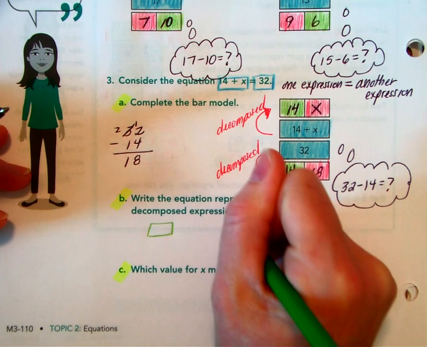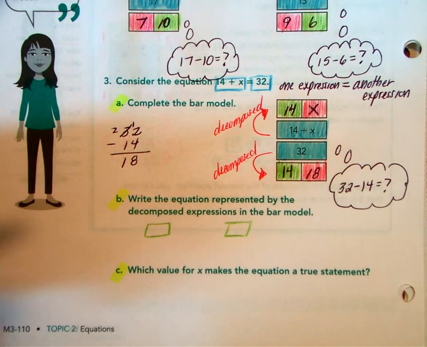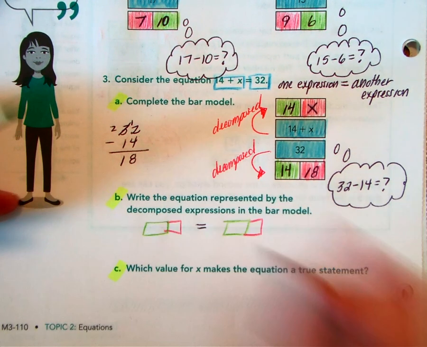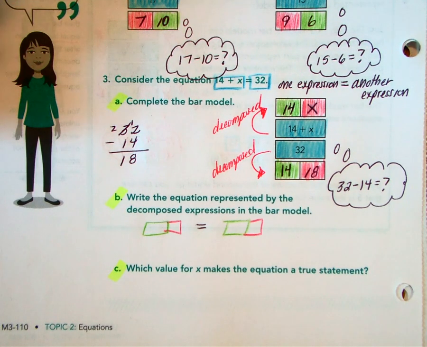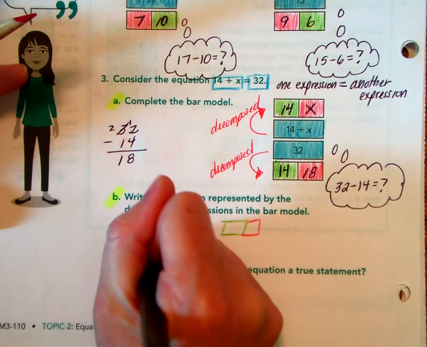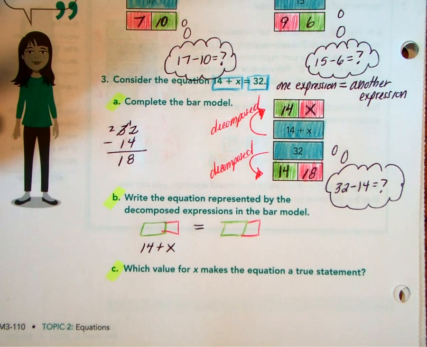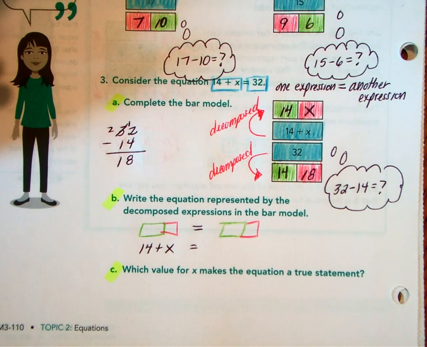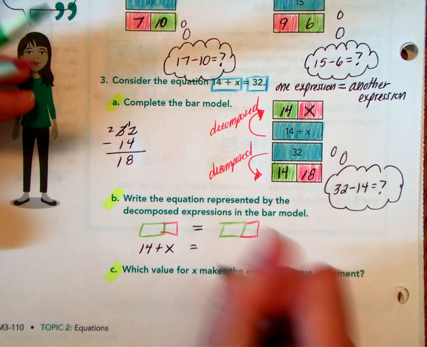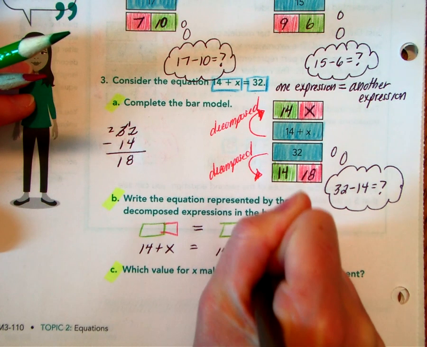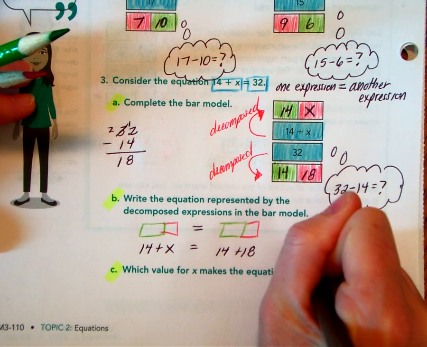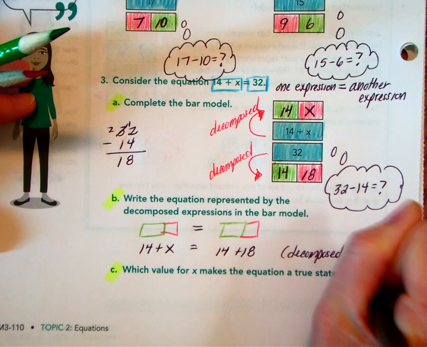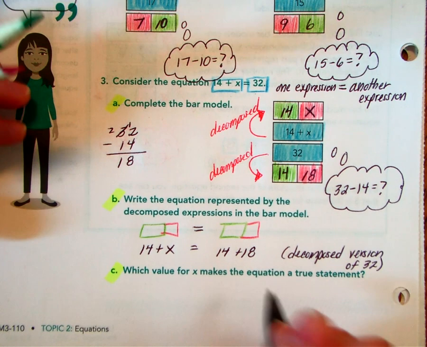So I really have this happening here. I'm saying whatever this combination was is equal to that combination as well. Well, what was that combination? We had a 14 plus x, which is one of the original expressions. But the second expression is now the decomposed version of 32, which is 14 plus 18. Decomposed version of 32. That's your new expression.